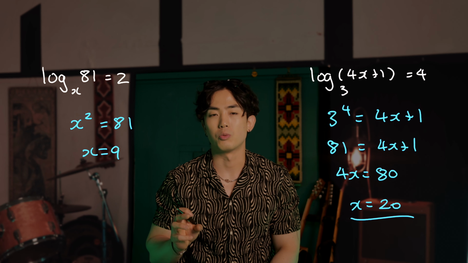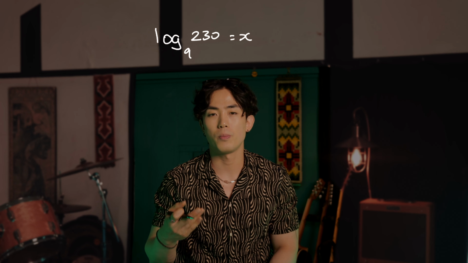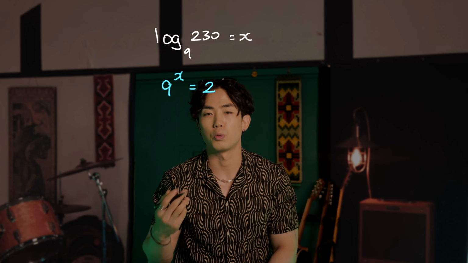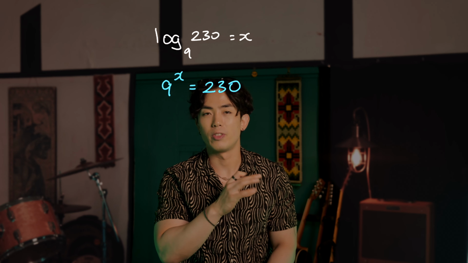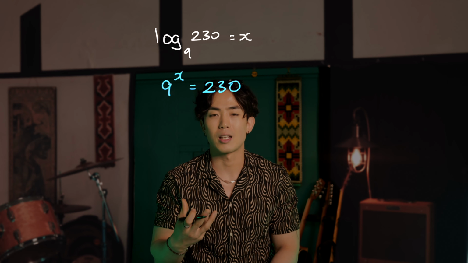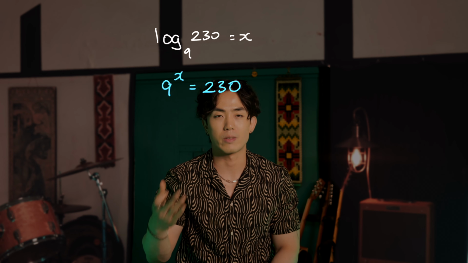One last example would be log 230 to the base 9. Once again, if I was to change that into exponential form, that would be 9 to the power of x is equal to 230. Now at this point, in all the previous examples, we got nice integer values for our solutions, right? But in this case, there's no integer solution that will satisfy this equation.